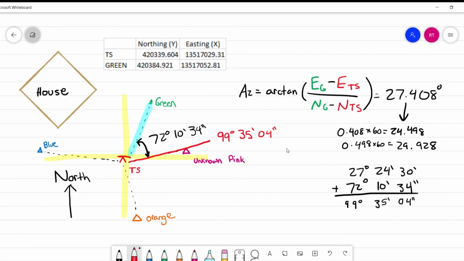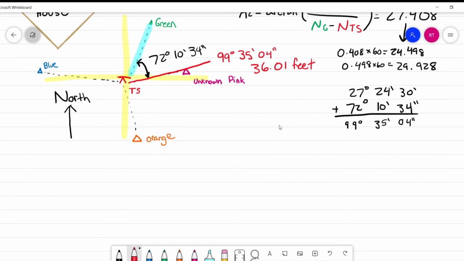We also have a distance between the total station and the pink unknown point. It's 36.01 feet. Now, in order to calculate the coordinates of pink, we're going to take the northings and eastings of our total station coordinates. We will then add the distance multiplied by either the cosine or the sine of the azimuth. Let's go ahead and finish up these calculations. So I'm going to go down here just a little bit.